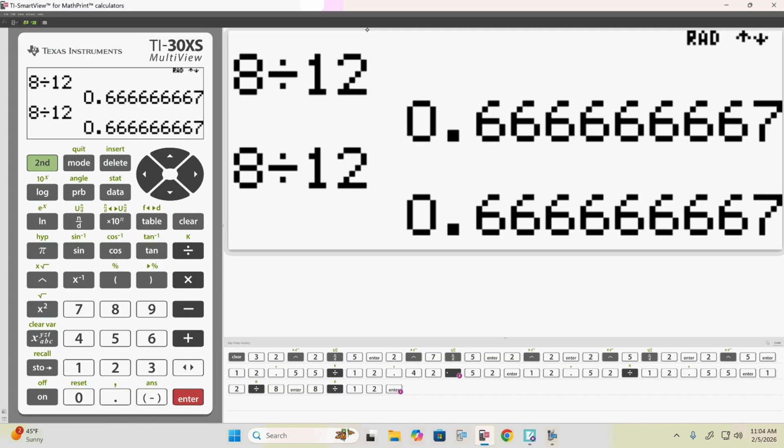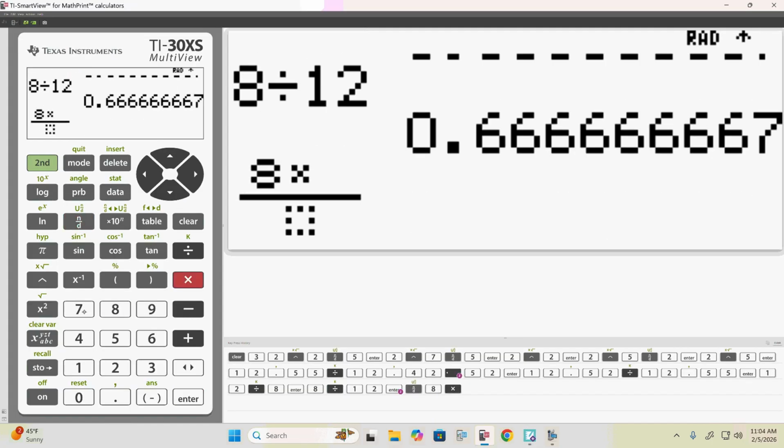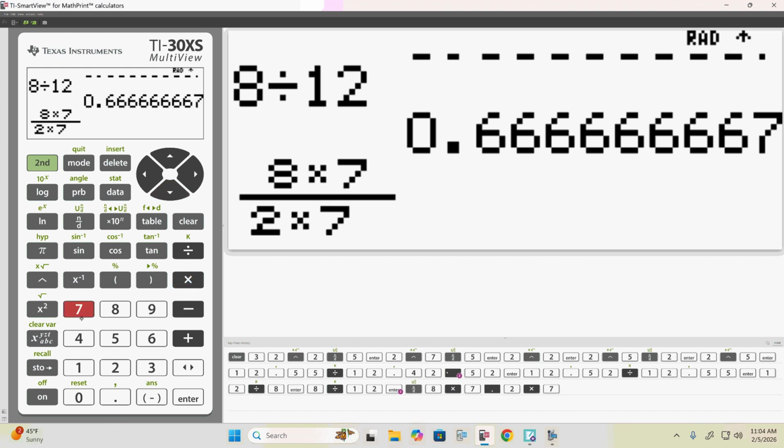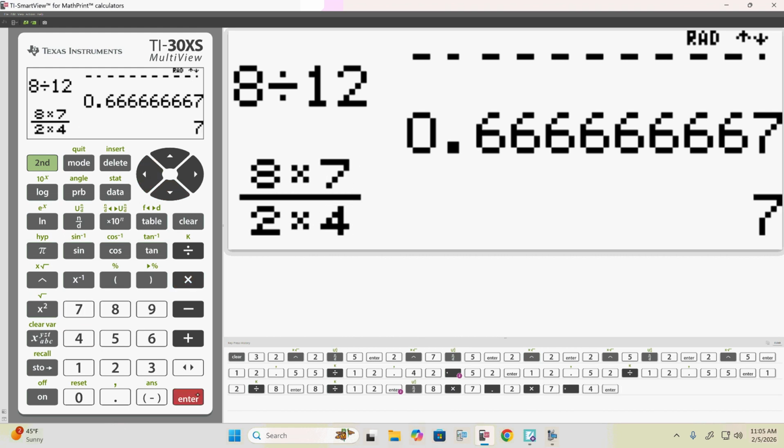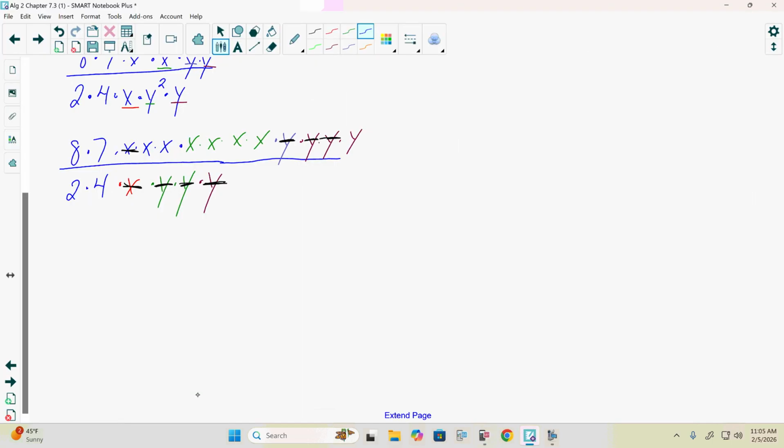So on top we have 8 times 7 over 2 times 4. That's a 7. It'll do those. Well, on bottom we have 2 times 4, and what is 2 times 4? 8. The 8 on top and bottom would cancel, leaving us with 7. So really, we know that those are gone and that's gone. So let's see what's left.